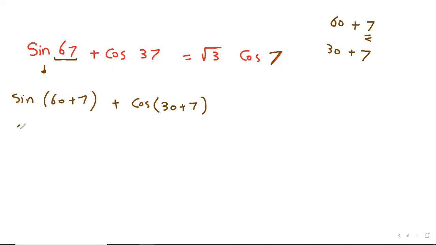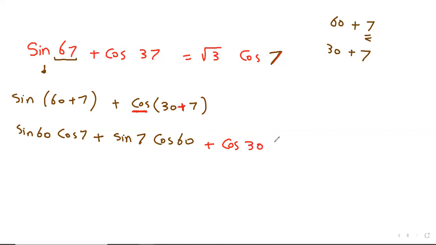Sine 60 plus 7 is sine 60 cosine 7 plus, switching the two angles, sine 7 cosine 60. Plus, here we are going to apply the rule of cosine. So it's cosine minus sine, because we have plus here. So it's cosine 30 cosine 7 minus sine 30 sine 7.